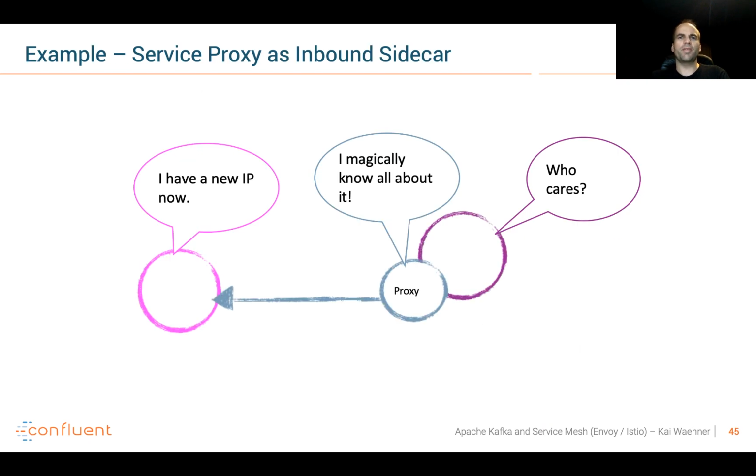Here's an example where the service proxy is the inbound sidecar. So here, one service in purple says, hey, I have a new IP. But the other service says, well, I don't care. So actually it doesn't say to the other microservice because he doesn't care. And the reason is that the proxy in the middle is doing the magical routing or transformation. So only he knows about the IP. The service on the right side doesn't care at all about that. And so only the proxy has to know.